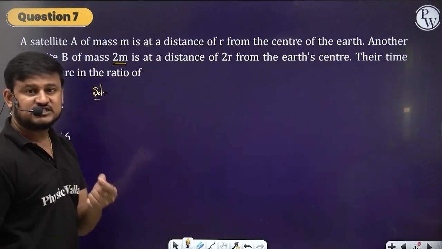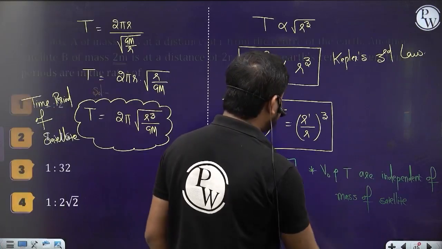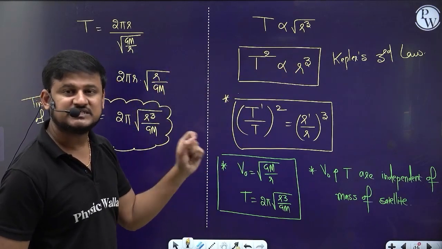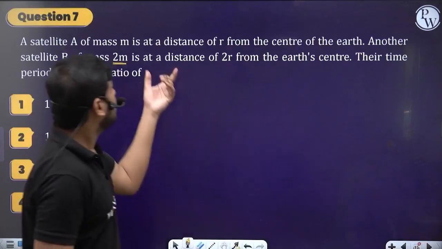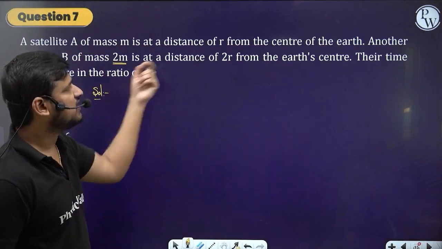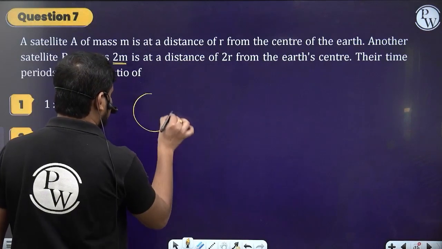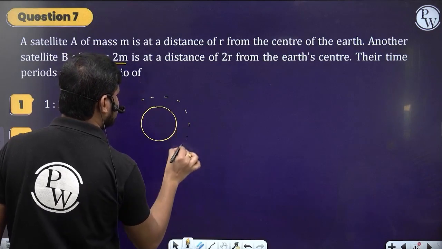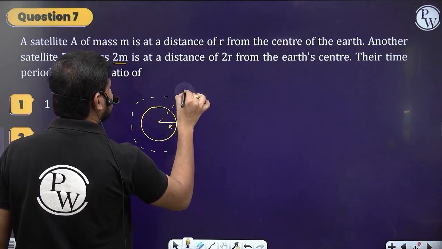See, the first thing is the time period is independent of the mass, but it depends on the distance of the satellite from the center of the planet. Here the planet mentioned is Earth, right? From the center of the Earth, one satellite is at a distance r and the other satellite is at a distance 2r. So let's suppose this is the Earth, and around it one satellite is at a distance r and the other is at a distance 2r.